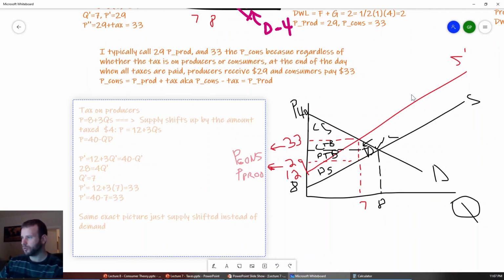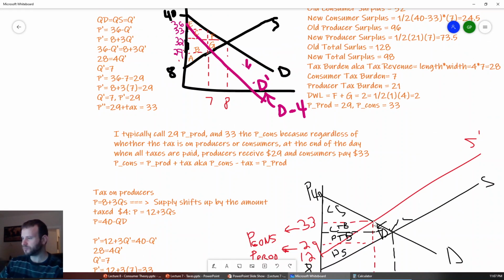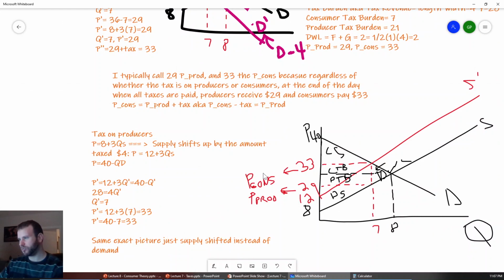Before, we had the demand curve shift down, and we had this intersection. Now we have the supply curve shift up, and we're intersecting here. But because there's a P cons and a P prod, it doesn't matter. It's irrelevant. Intuitively speaking, though, why doesn't it matter?